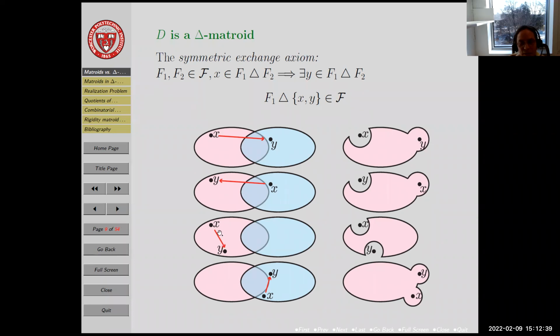But we now don't have the restriction that x and y are in different sets, right? So this is the big difference. Now we get a set that satisfies this exchange axiom and got smaller, because we are throwing both x and y out. But it could also be the case that our set gets bigger, because we are taking x and y both out of the second set, and we are putting them both into F1.